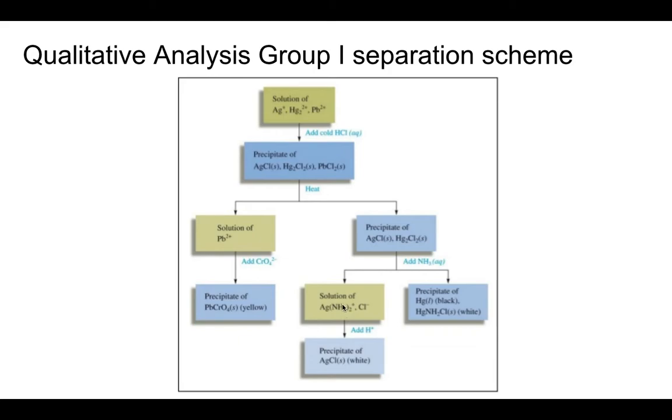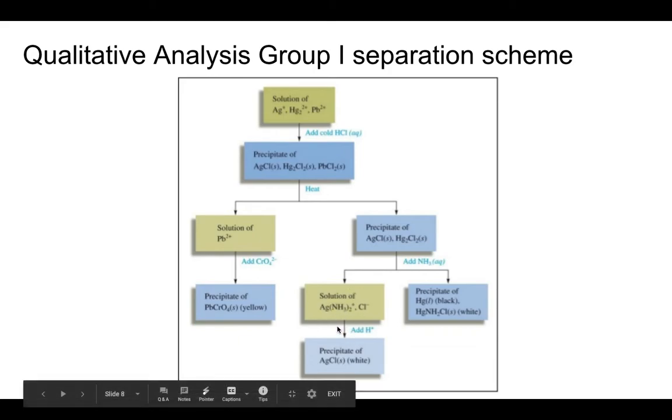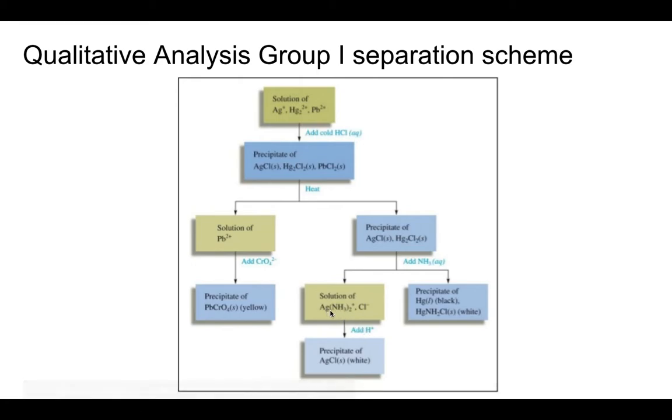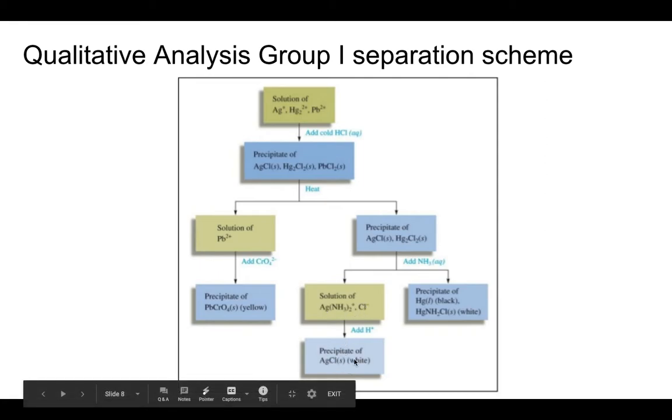And then you can drain off that supernatant. You can add a little bit of H+ to it. The H+ will turn the ammonia into ammonium, which will then let the silver bond with the chloride, because ammonium will not have the complexing ability that ammonia does. So the silver will go back into solution as Ag+. It'll find the chlorides and re-precipitate as silver chloride.